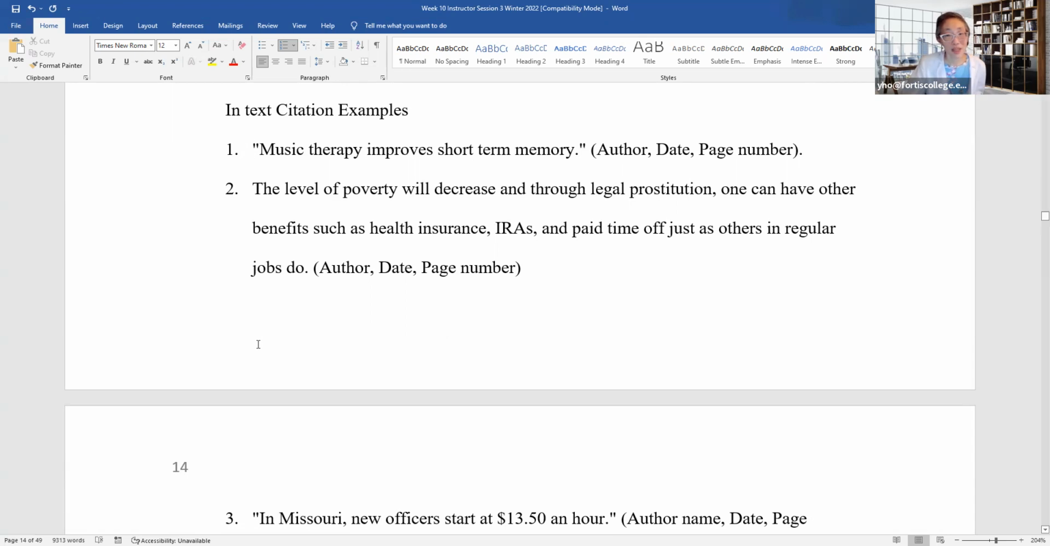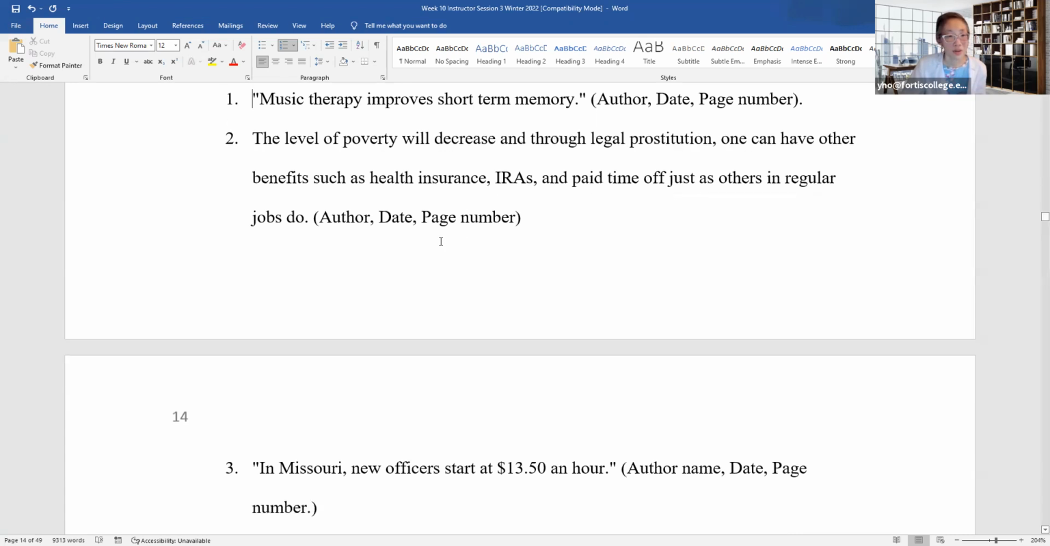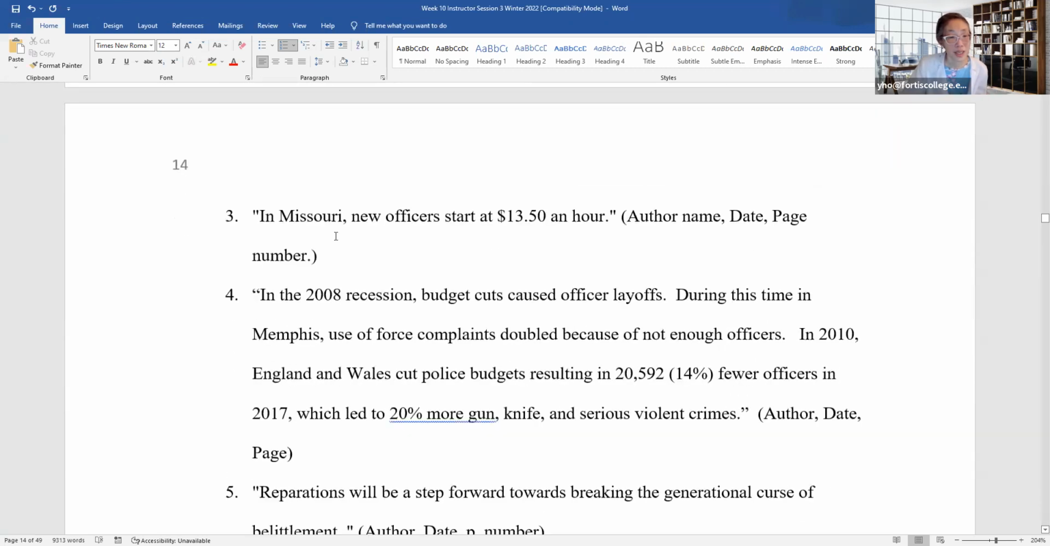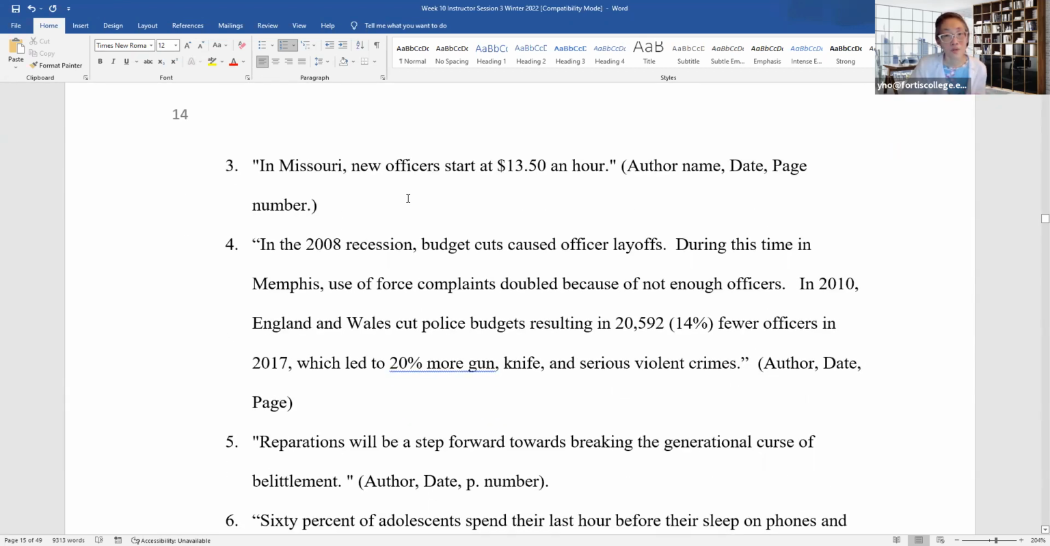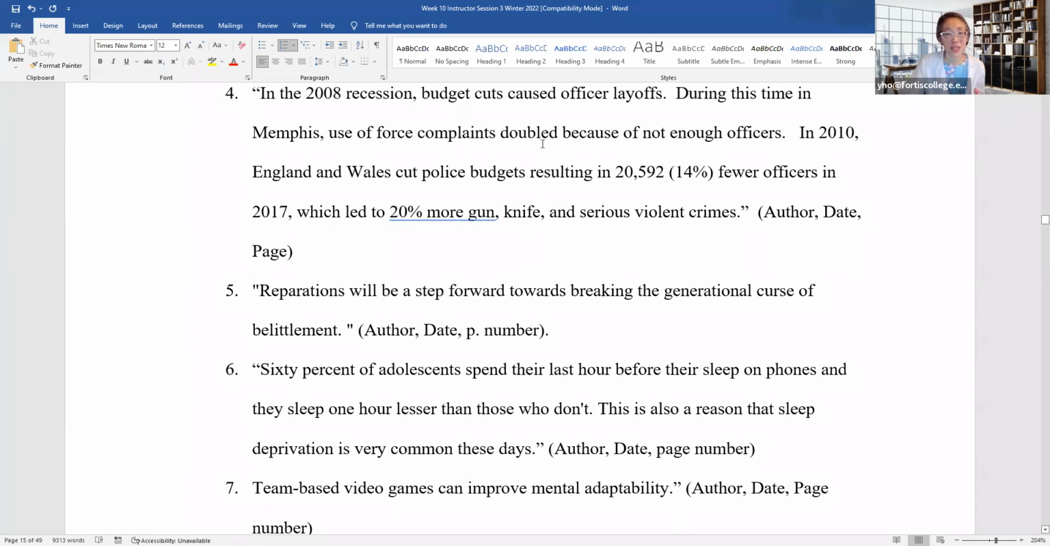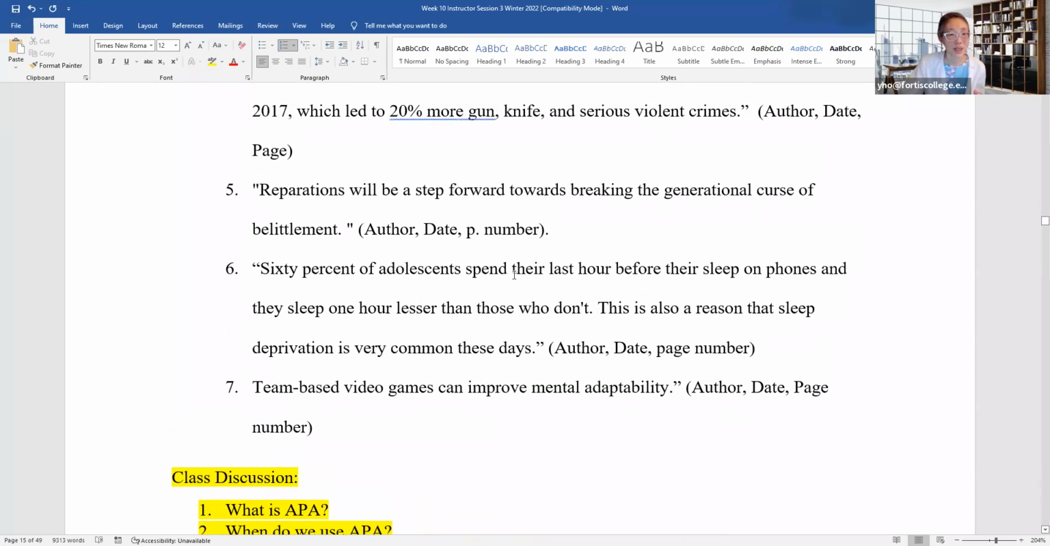Here are some more examples of in-text citations. Music therapy improves short-term memory. So that's a medical fact. The level of poverty will decrease if one can have benefits such as health insurance, IRAs, and other irregular jobs. And so here you have a statistical fact. The level of poverty is a statistical fact, so you need an in-text citation. In Missouri, new officers start at $13.50 an hour. That you need an in-text citation. So here are more examples of dates, historical facts, percentages.